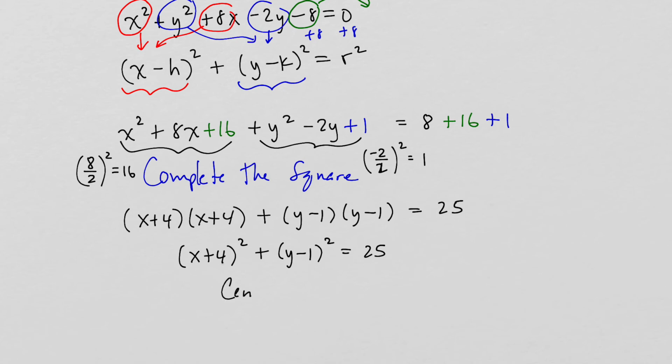So the center of the circle, remember we have to get h and k from here. This is the opposite of h, so h is negative 4, and this is the opposite of k, so k is positive 1. So the center is negative 4, positive 1, and the radius is 5, because this number, 25, remember that's r squared. So that means that r must be 5.